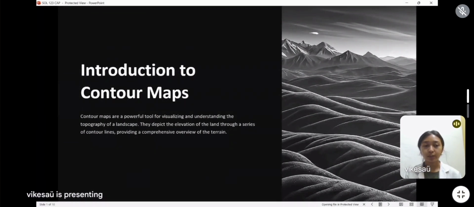Introduction to contour maps. Contour maps are powerful tools for visualizing and understanding the topography of a landscape. They depict the elevation of the land through a series of contour lines, providing a comprehensive overview of the terrain.